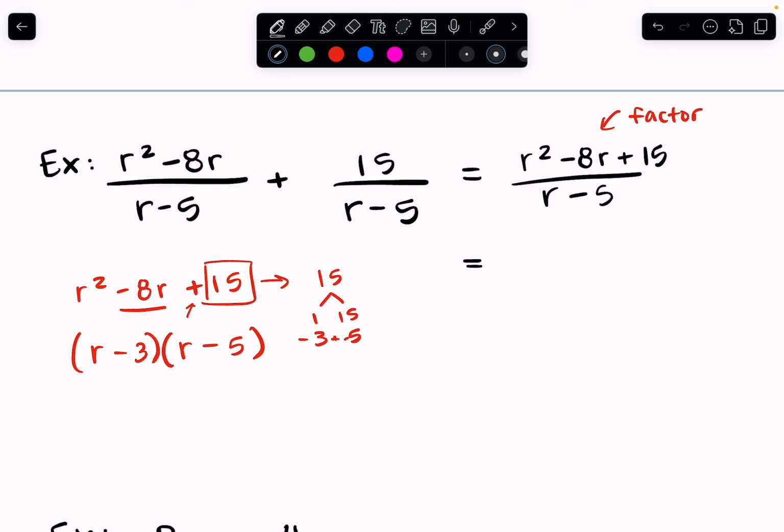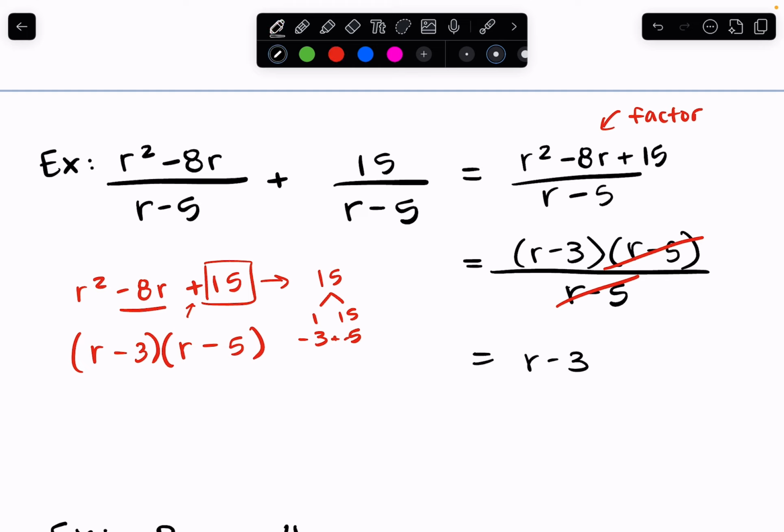I'm going to rewrite my polynomial on the top as r minus 3 times r minus 5 over r minus 5. From here you can see that we can cancel something out. When we simplify, your r minus 5s go away, and all you're left with is r minus 3.